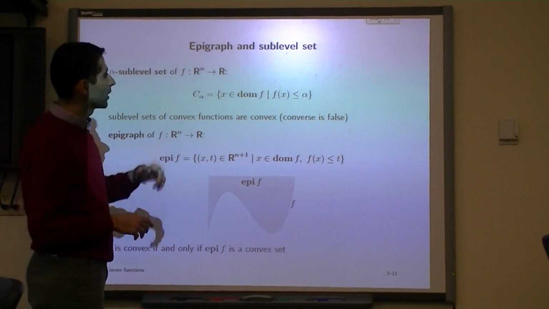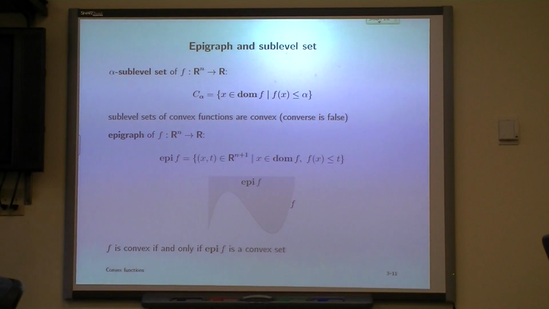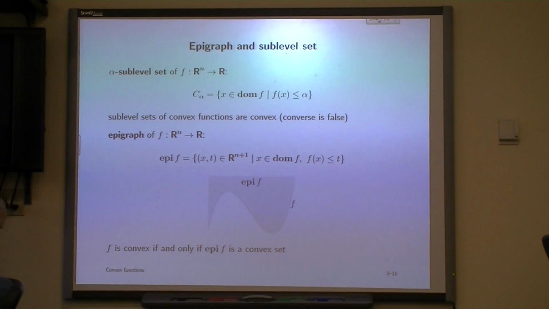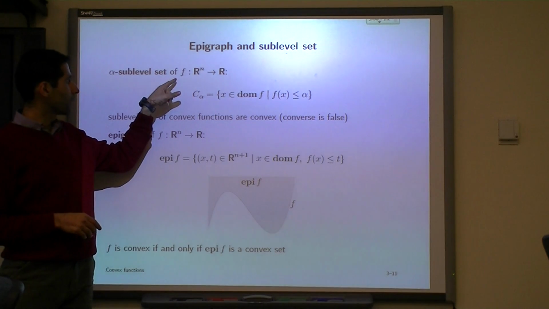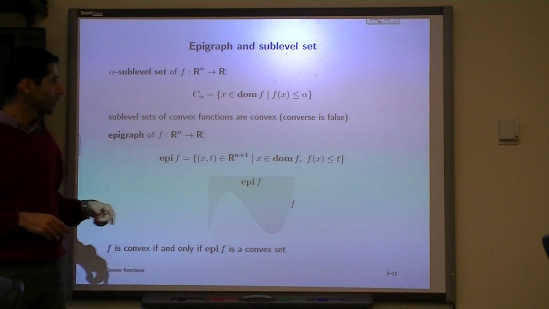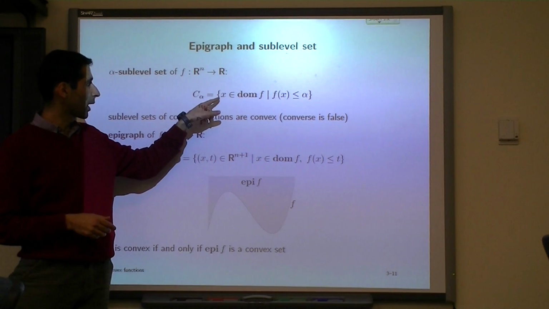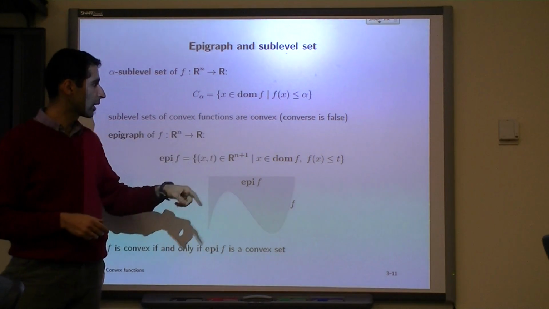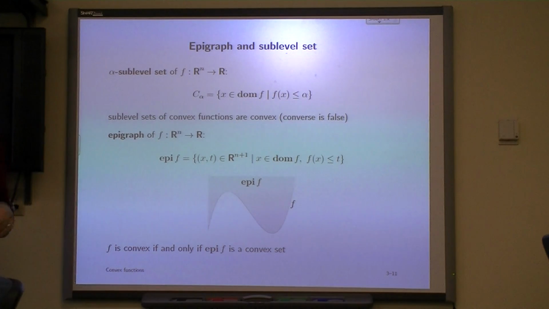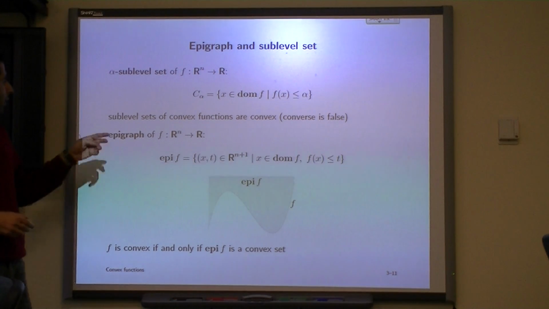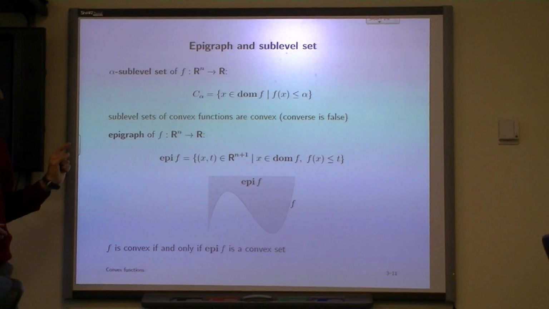Okay. Let's start with the new topic, which is the level set function. A level set is defined for f from Rn to R, on the points in the domain of f where the value of the function is less than a threshold alpha. And the sublevel set of a convex function is convex.